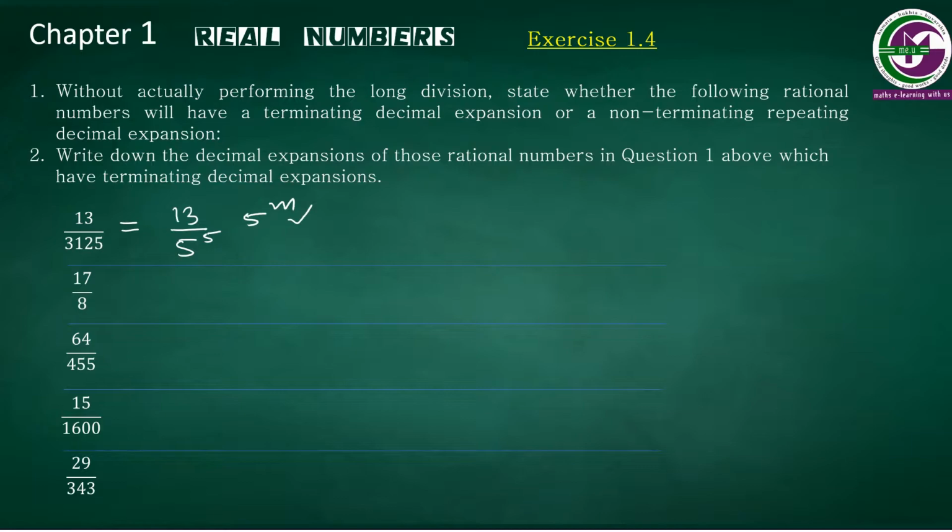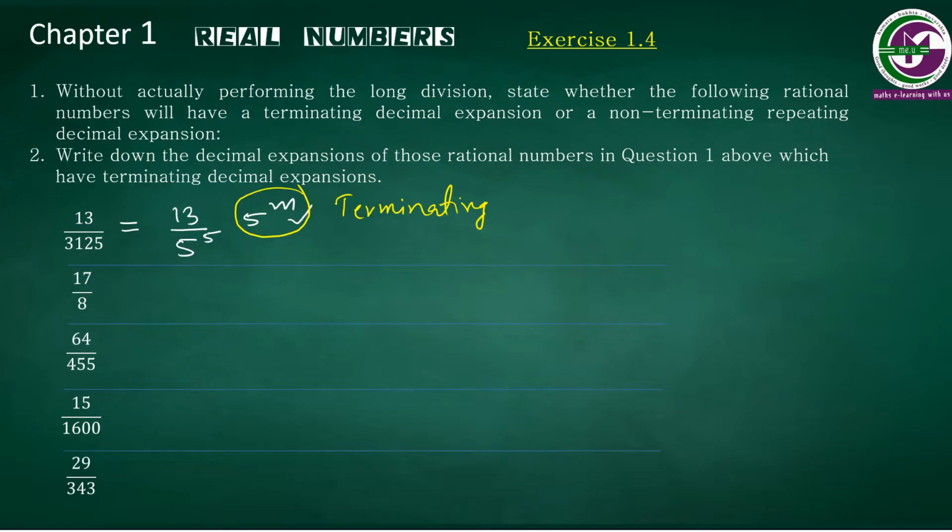So if the factors of the denominator are only 5, or only 2, or a combination of 2 and 5, then the fraction will be terminating. So it has a terminating decimal expansion. Terminating, okay, because the denominator is of the form 5 raised to m. Since it is terminating, we need to find the decimal expansion, and that is question number 2.